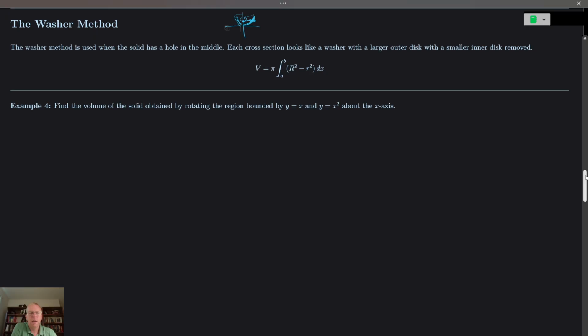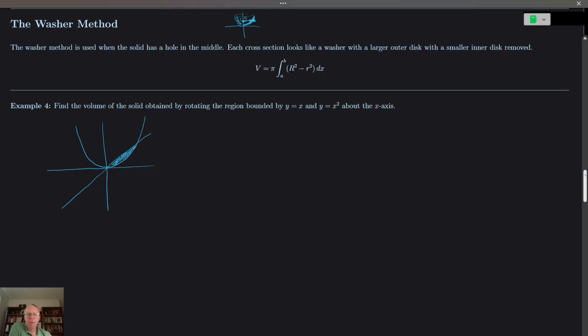All right, so let's look at finding the volume. We have y equals x squared, and we're going to rotate around the x-axis. The process is the same. We have y equals x, which looks something like this. We have y equals x squared, which looks something like this. And so here is our shaded region.